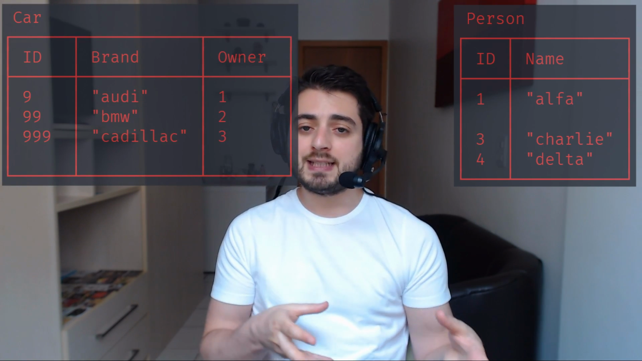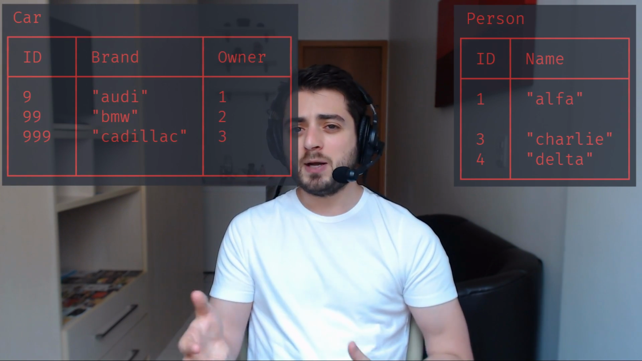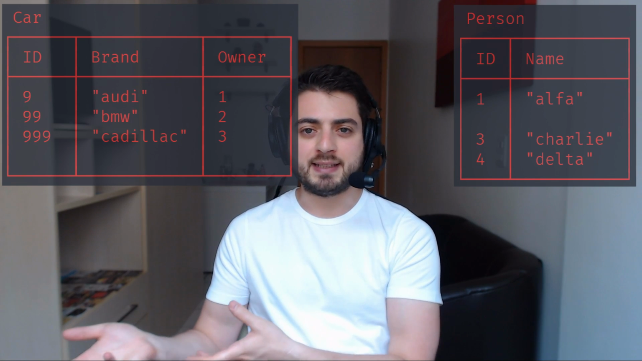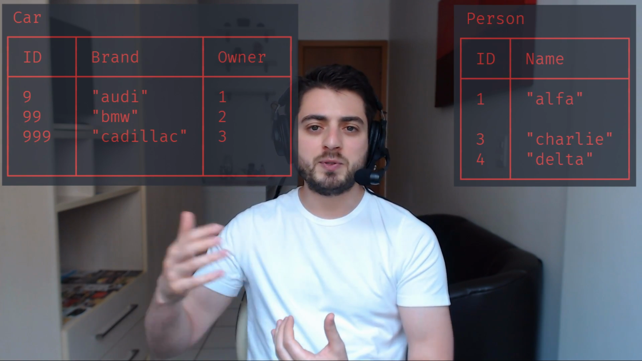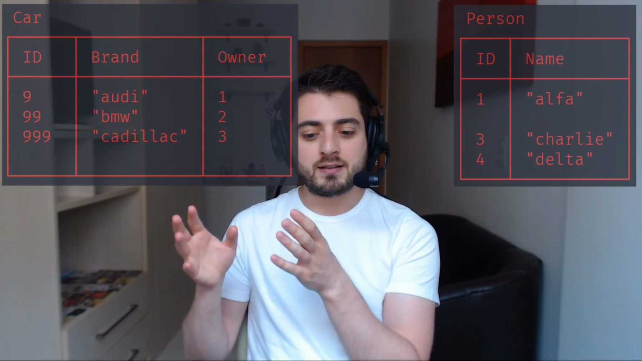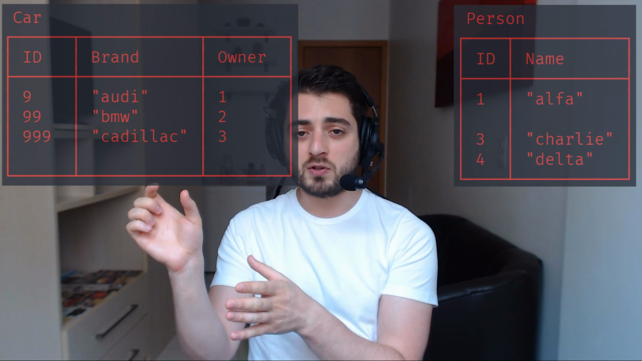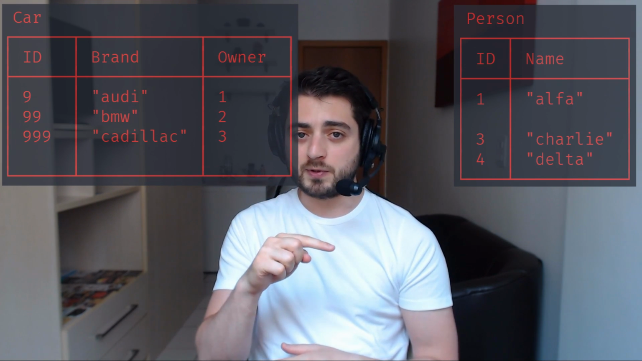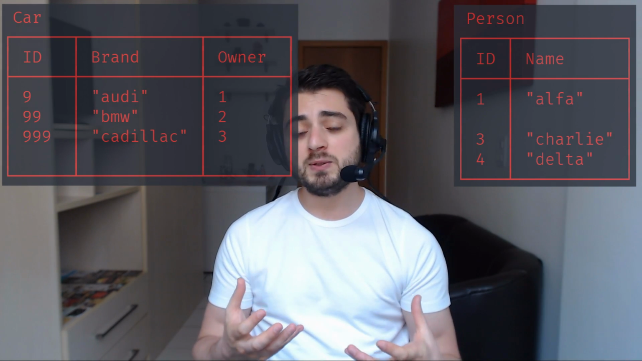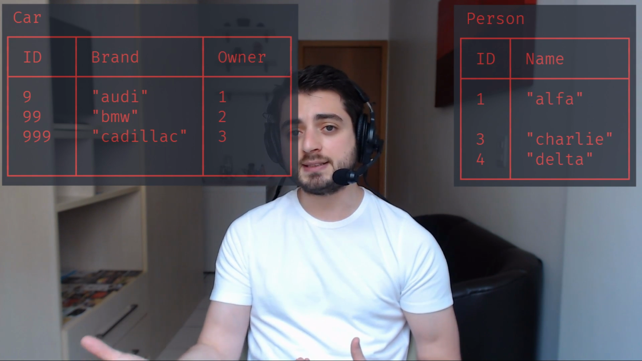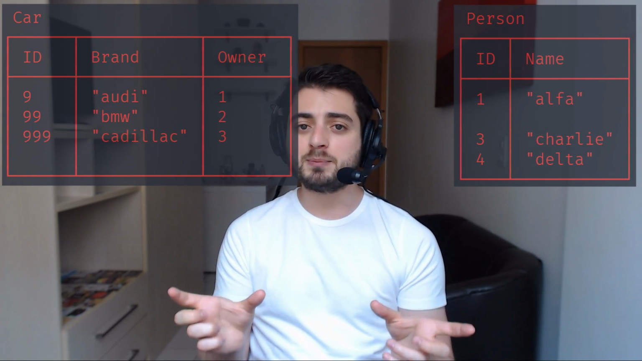Rather sooner than later, you will end up in a situation where you will have multiple tables. For instance, you will have a table for people and you will have a table for cars. And both of these tables will have a column called ID, which was just a number generated by the database. You can think about it as an always growing number. And the cars table will have a separate column with the ID of the owner, which is the ID of the person.